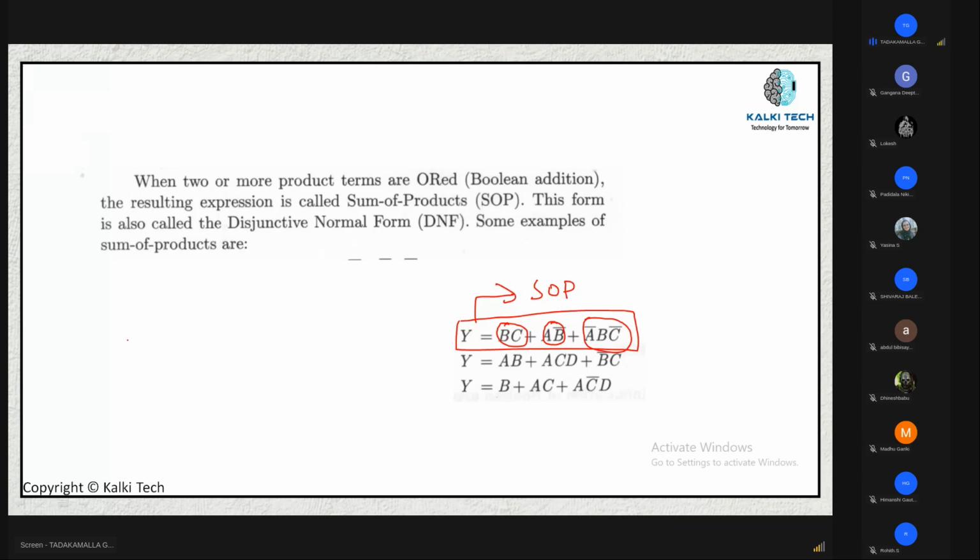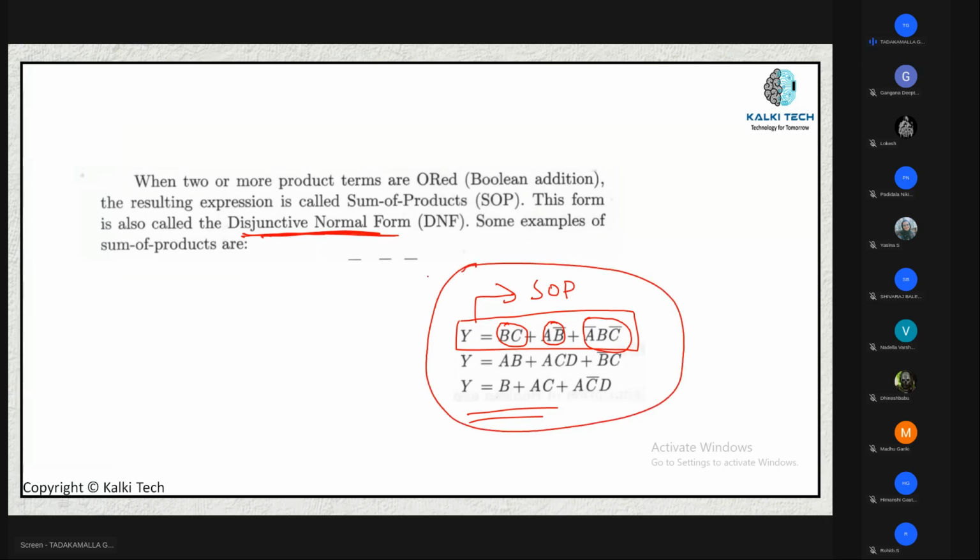When two or more product terms are ORed, or Boolean added, the resulting expression is known as SOP form. This form is also known as DNF form, you can note that down. Some examples of SOP form are written here: y is equal to AB plus ACD plus B bar C, or y is equal to B plus AC plus AC bar D. These are all written in SOP form, sum of product terms.